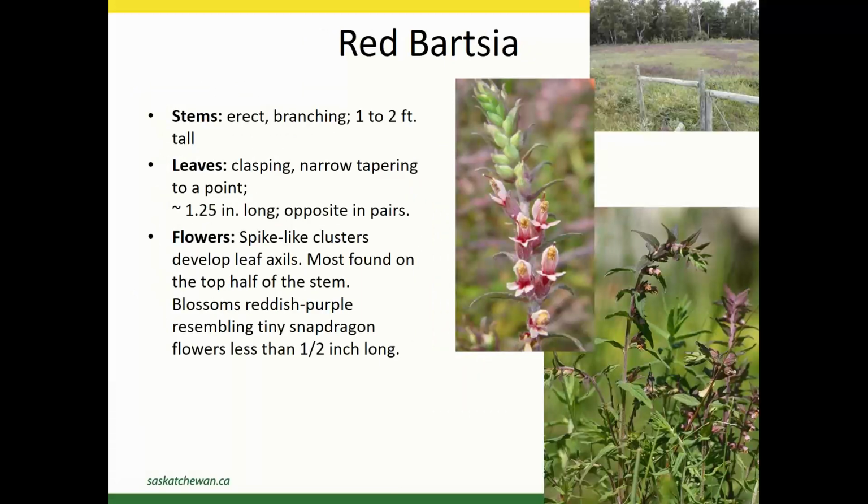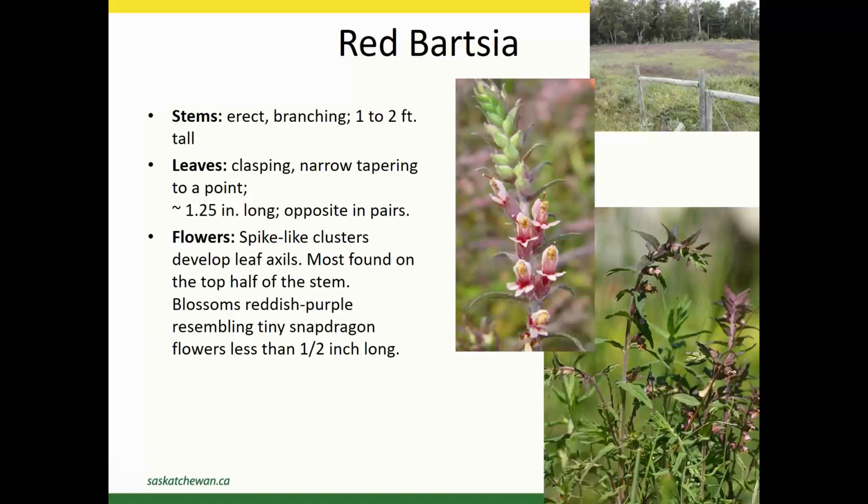Red Bartsia, another plant that we haven't got any record of being introduced yet to the province, but it is on our eastern borders in Manitoba. And it's not a horribly huge plant, but it's a fairly pernicious plant. It only gets to be about 1 to 2 feet tall. The stems are erect and branched. The leaves are clasping and narrow and tapered to a point. They're only about 1 1/4 inches long and borne in pairs on the stem, or opposite.